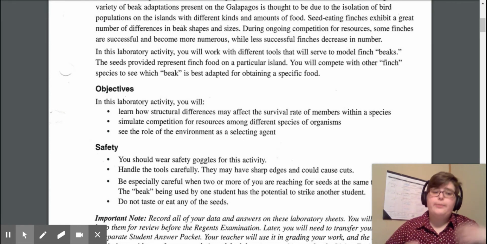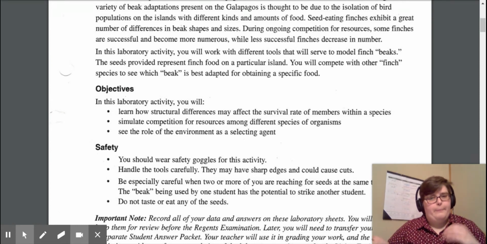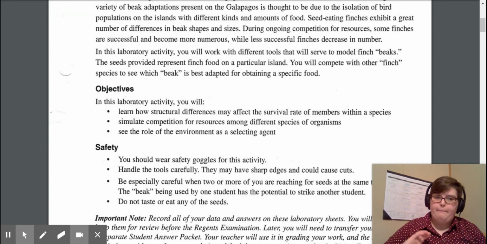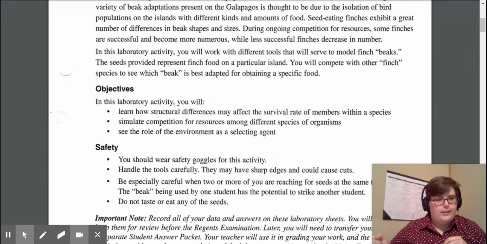So you guys are going to pretend to be finches, and the tools that you get, so maybe a pair of chopsticks, maybe a binder clip, maybe a spoon, maybe a fork, those are going to be your beaks. And your goal is to pick up seeds out of the big container and put them in the little container. The little container is your belly. Don't actually eat the seeds. We're going to talk about that on the next slide.